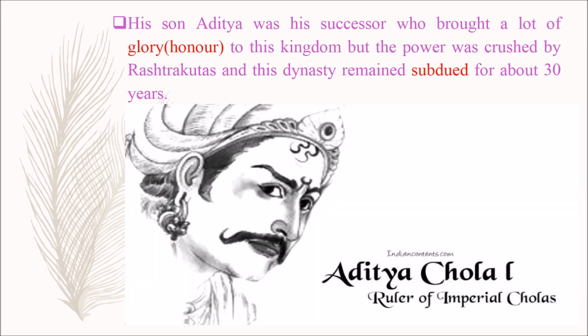His son Aditya was his successor who brought a lot of glory. Here, glory means honor to this kingdom, but the power was crushed by Rashtrakutas, and this dynasty remained subdued for about 30 years. So, what is meant by subdued? Subdue means bring a country or people under control by force.